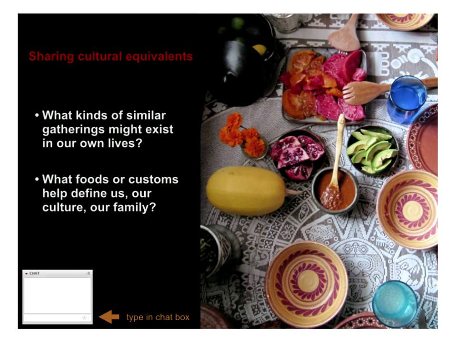So in this activity, we're going to move to sharing, we're going to create a gathering in our own lives. This is what the activity is for you to do with your students. But first to start thinking, well, what kinds of gatherings might happen in our own lives? Or what kinds of foods or customs help define us, our culture, and our family? So this might be a place where you just brainstorm with your students. You know, maybe the tea ceremony is something that resonates, or maybe it doesn't. But just to start thinking about, well, what in your life might connect to this in some way?